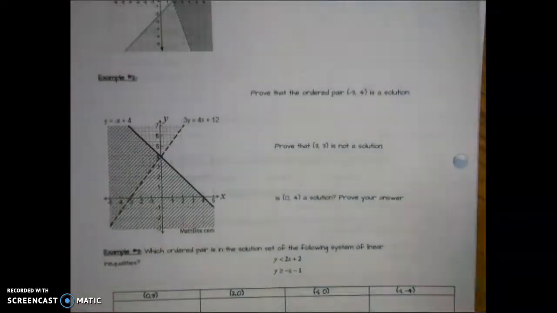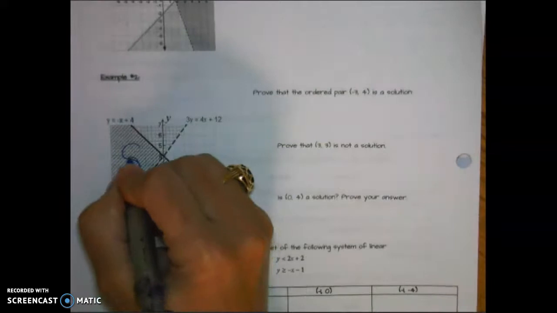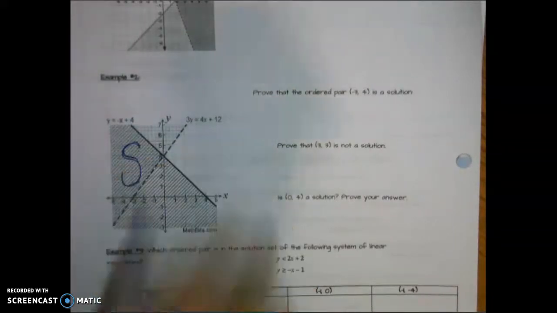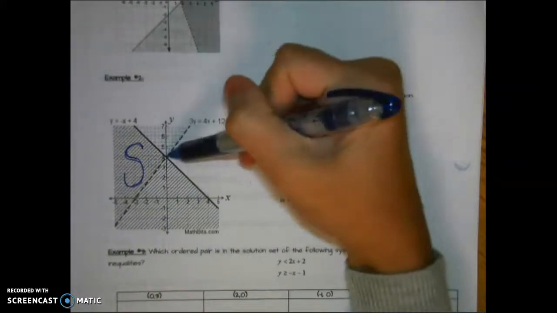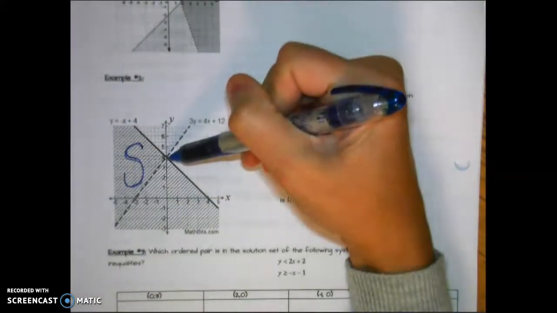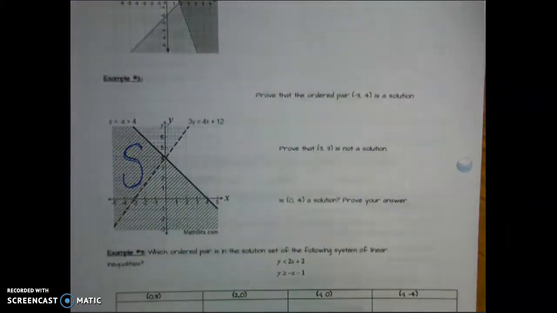Okay, so on your page, I'm going to put a big S for solution. So anything in that region is considered a solution. Now, if it's on the border, on a solid line, it would be considered a solution. But if it's on the border on a dashed line, it will not. So we are going to be proving a few different points, whether they are solutions or not, algebraically.